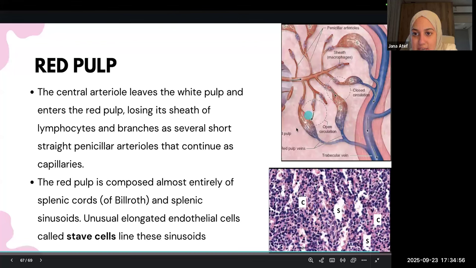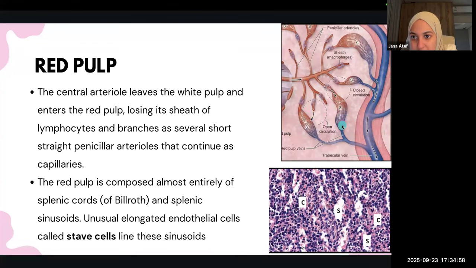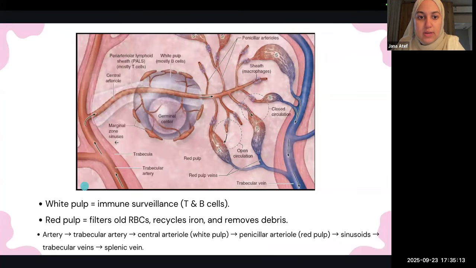Now we see these in the schematic. It has these openings. These are the sinusoids, the inside of it is a sinusoid. It has something called stave cells. Stave cells are like a filter. It's the one that decides what goes back to the blood or to the lymph.